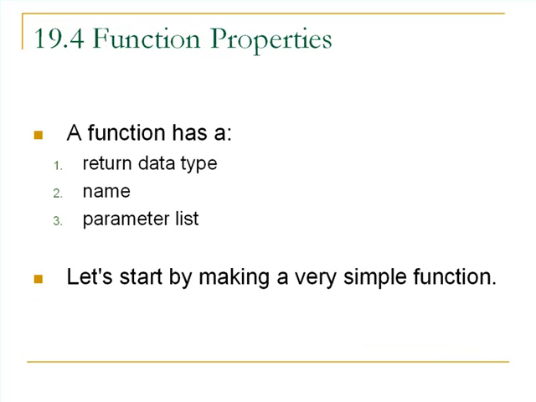So as we get close to defining a function in C, let's start off by saying that a function has to have these three things. A return data type. This is what the function call will evaluate to. The function has to have a name, and it has to have a parameter list.